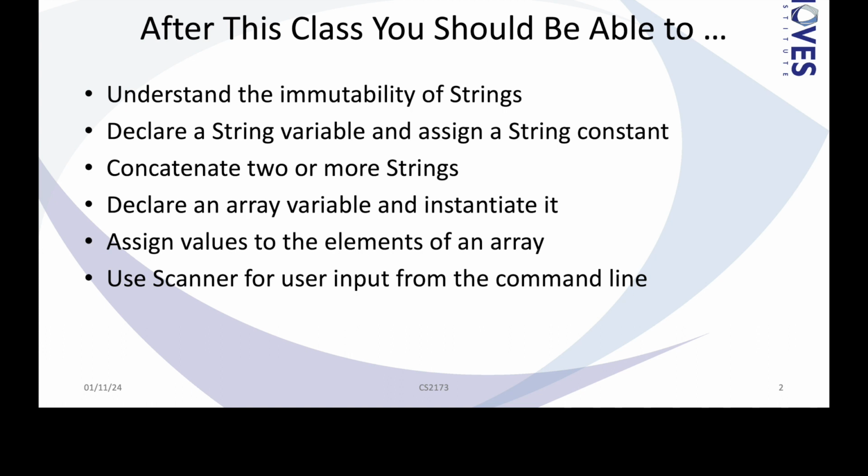You should be able to declare a string variable and assign a string constant to it, concatenate them, and then, as far as arrays go, to be able to declare an array and instantiate it, understand that arrays are objects, to be able to assign values to the elements of an array. And here is where there's a stark contrast between the way Java does it and the way Python does it, and other approaches. Java is much more restrictive. And then I'll show you how to use scanner.